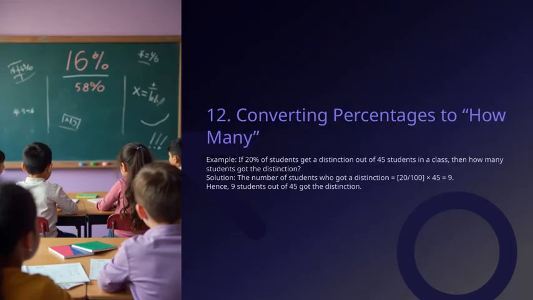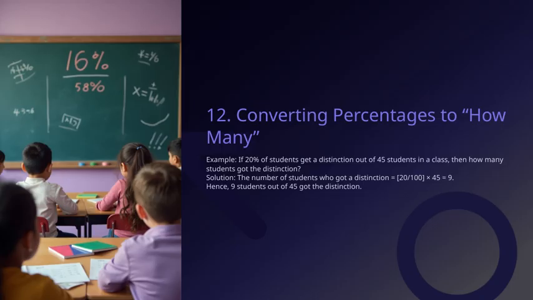All right, let's look at an example to understand how to convert percentages into actual numbers. Suppose we have a situation where 20% of students in a class of 45 students get a distinction. The question is, how many students actually got the distinction? To find out, we take that percentage, 20%, and convert it into a decimal by dividing by 100. So 20 divided by 100 gives us 0.2.